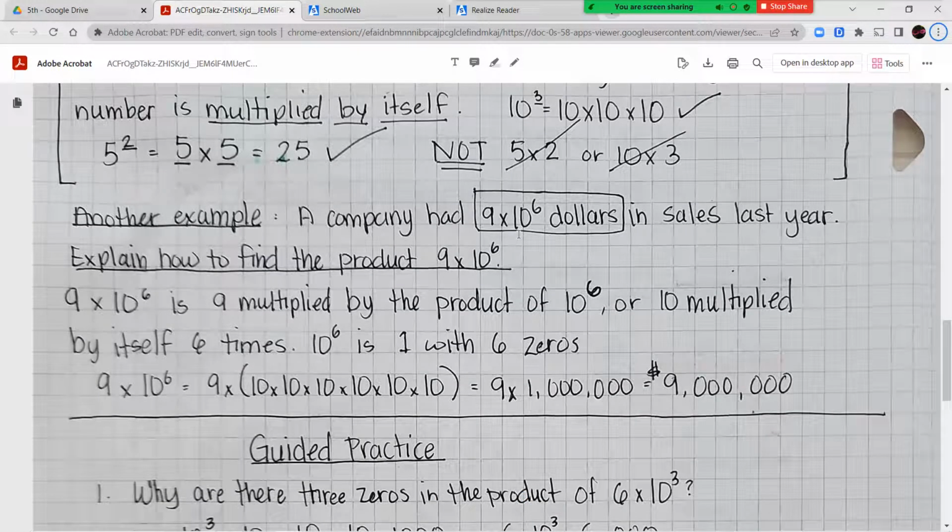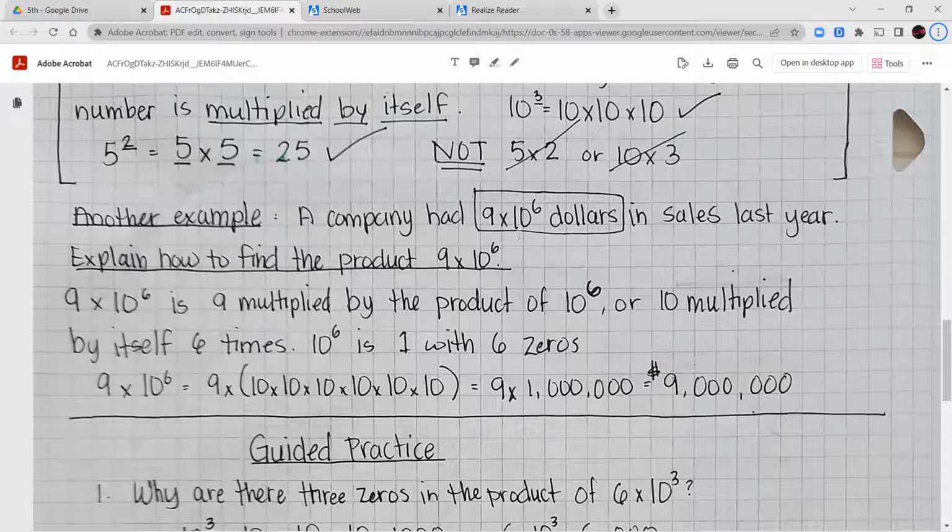A company had 9 times 10 to the power of 6 dollars in sales last year. Explain how to find the product of 9 times 10 to the power of 6. So 9 times 10 to the power of 6 is 9 multiplied by the product of 10 to the power of 6, or 10 multiplied by itself 6 times.